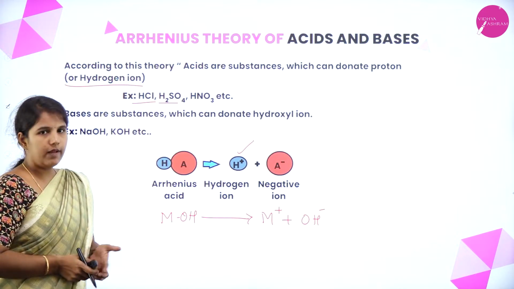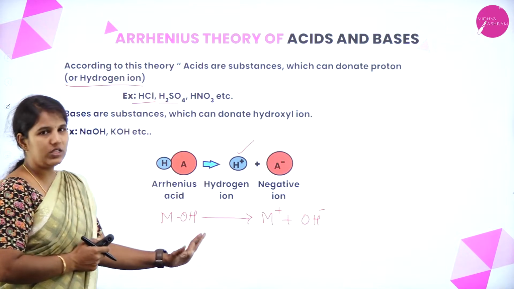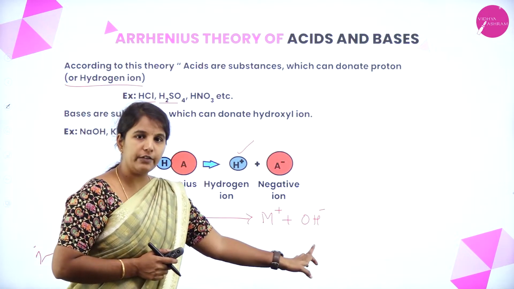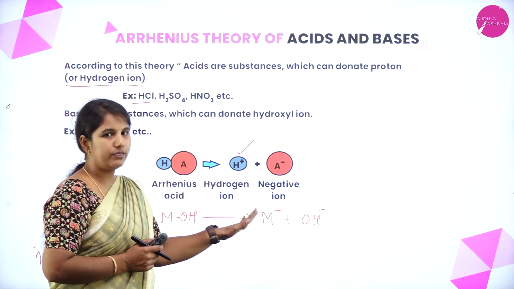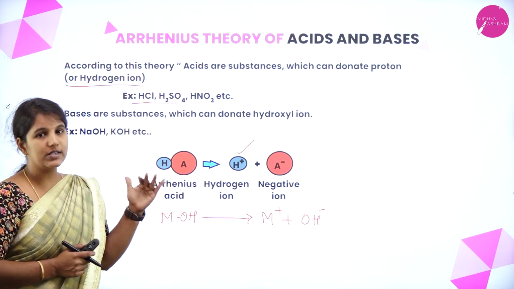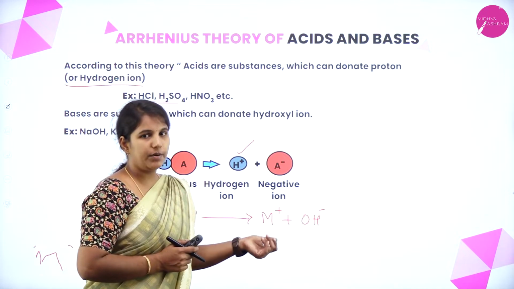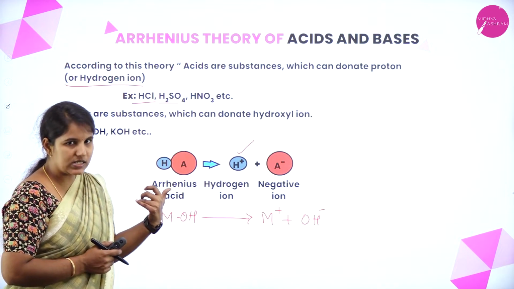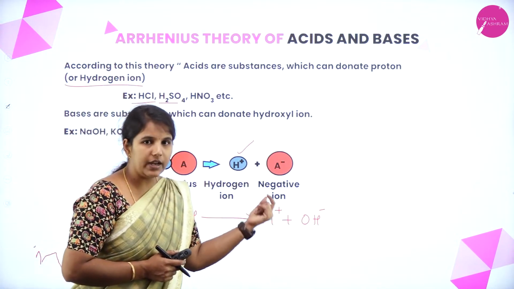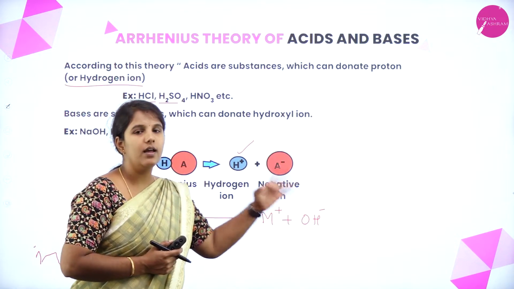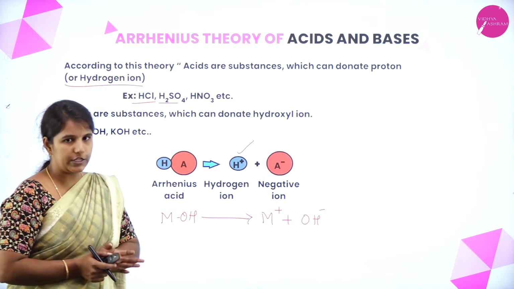Look at the board now. I have taken the example of MOH, which is the Arrhenius base. The Arrhenius base has the capacity to donate what? Hydroxyl ion. Such bases' name was given by whom? Arrhenius. So, what is the Arrhenius concept? What is the statement of acid according to Arrhenius? According to him, an acid is a substance which can donate the proton, whereas a base is a substance which can donate the hydroxyl ion, that is OH minus ion.